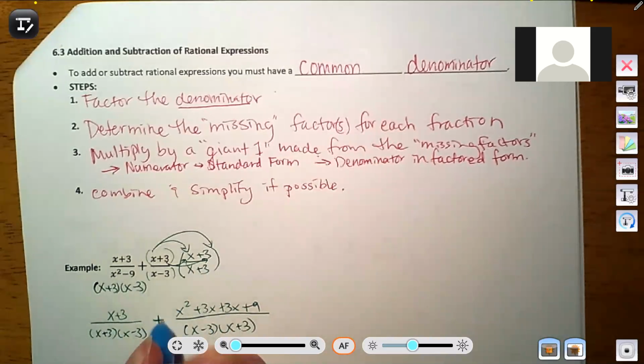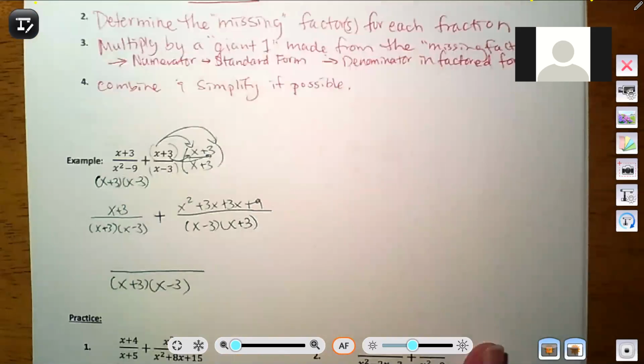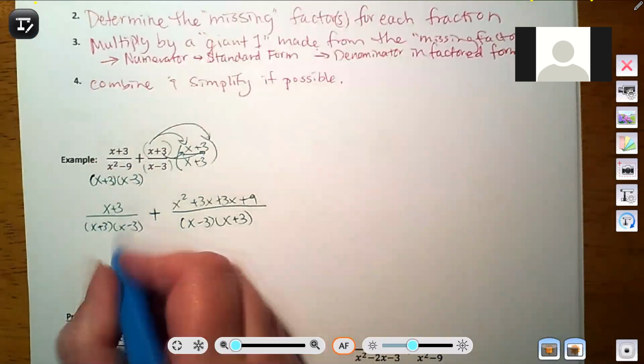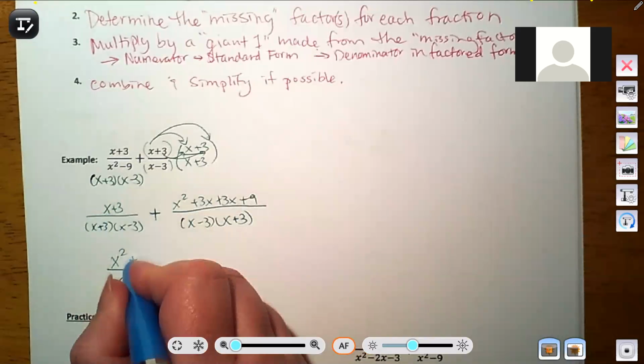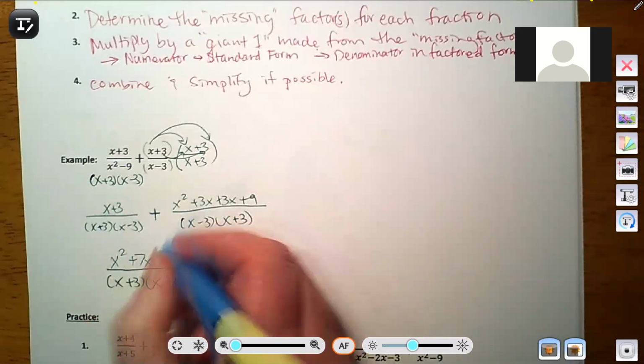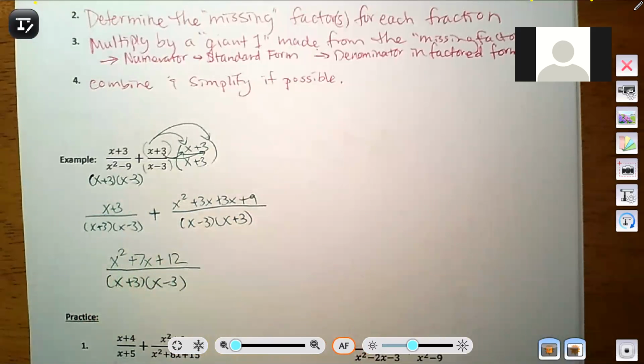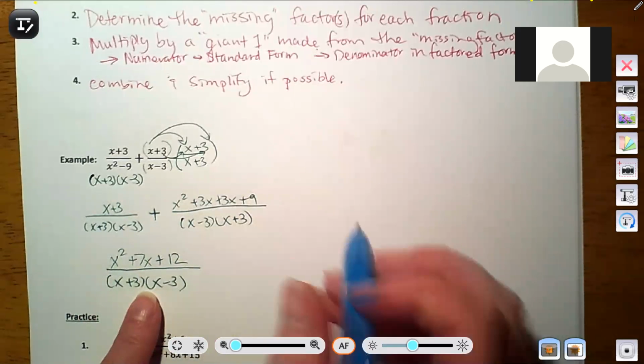So now I'm going to combine. I'm going to add these expressions because they have a common denominator. There's that common denominator. So when I add these together, I have x squared, I have 3x, 3x, and an x, so I have 7 x's. I have 3 and 9, so that's 12. So now at this point we've added them, but what about simplifying that expression? So we learned about simplifying back in 6.1.